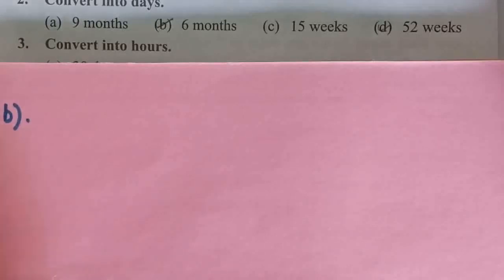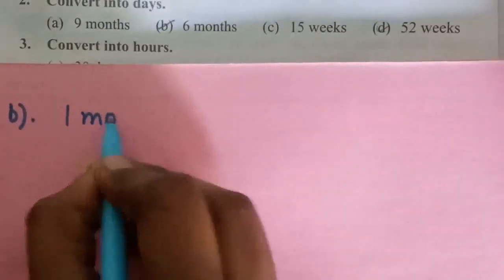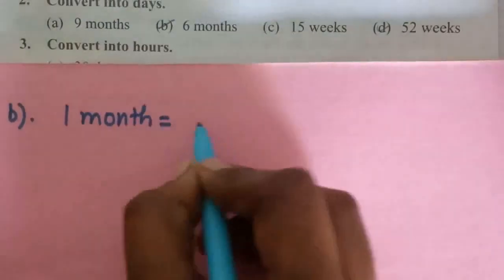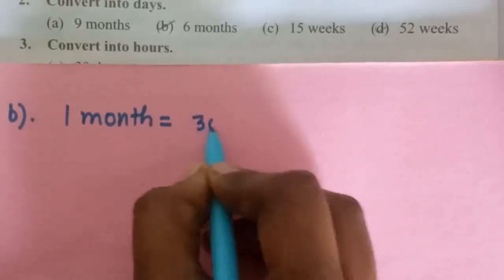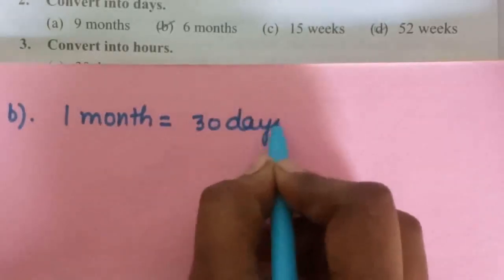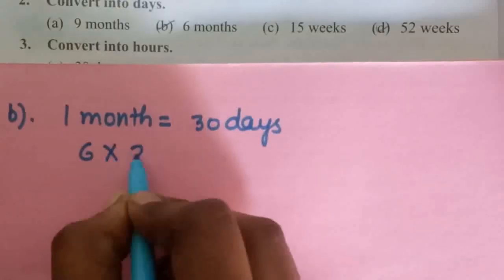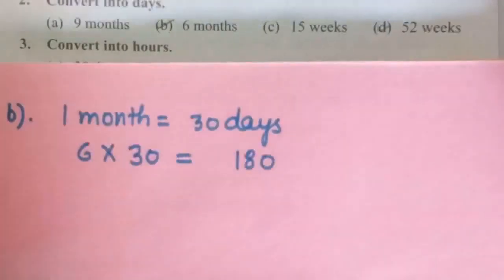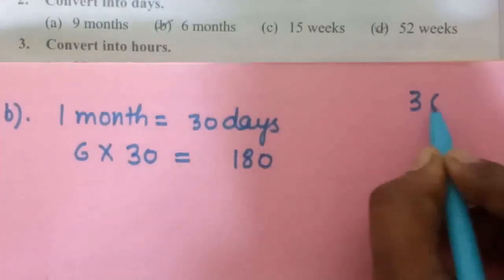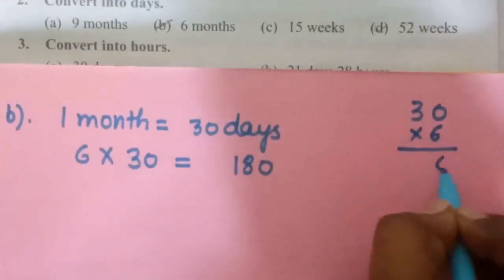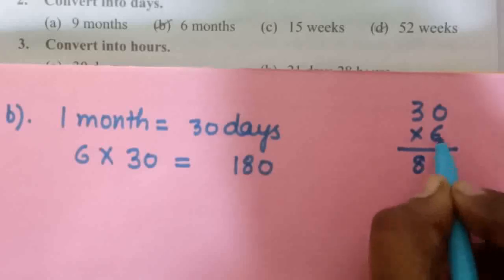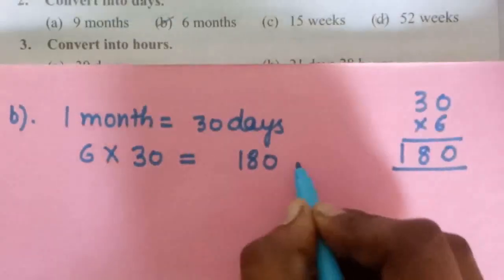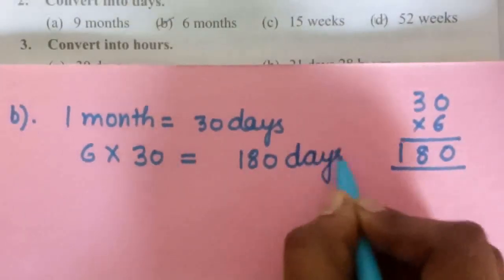Let's see B part. 1 month is equal to 30 days. 6 months is equal to 6 multiplied by 30. 6 threes are 18, and 1 zero. Or you can do multiplication here. 6 zeros are 0, 6 threes are 18. 180 days.